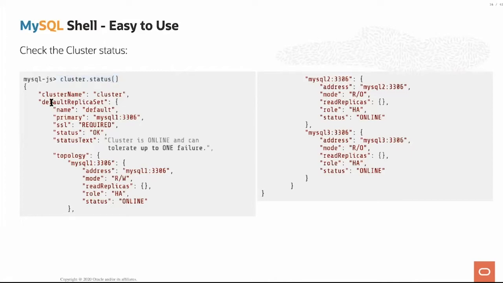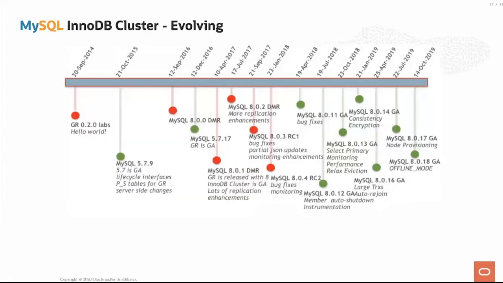So as soon as I've added 3 members, I can just do cluster.status() in this MySQL Shell. You can see that the primary is MySQL 1, and we have a topology with MySQL 1 in read-write mode, MySQL 2 in read-only, and MySQL 3 in read-only as well. So this is how you can get the status. You can do a lot more cluster operations like moving primaries, adding, removing members. All happens through this JavaScript interface or Python.